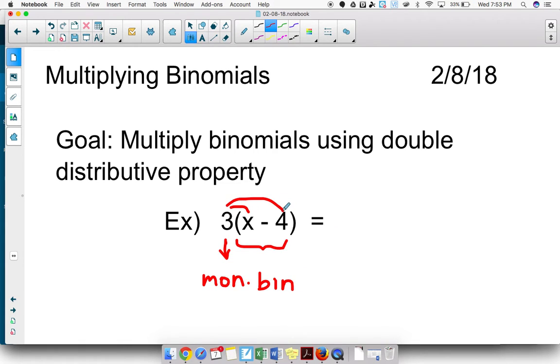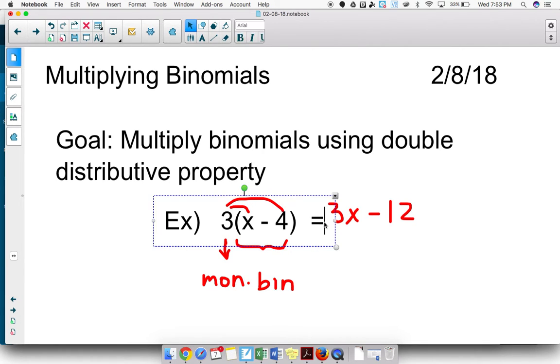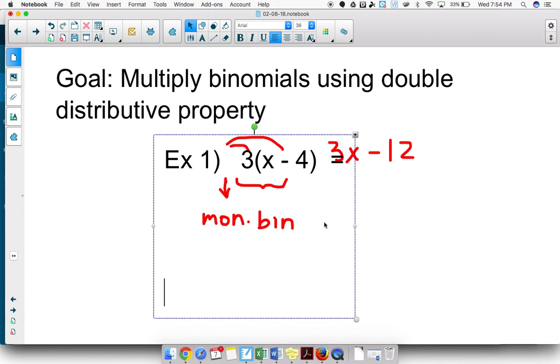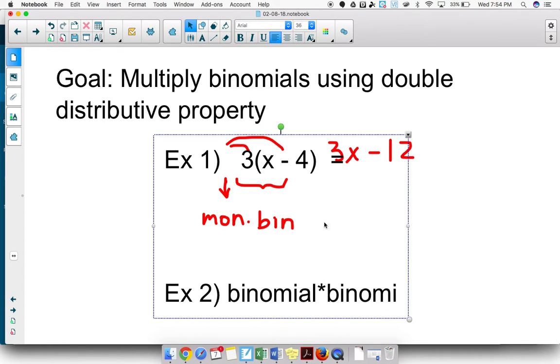So we're going to take 3 times x and get 3x. And then we're going to take 3 times negative 4 and get negative 12. So that should be kind of old news. What we're going to do today is multiply a binomial by a binomial. We'll call the first one example 1. Example 2 is really going to take a binomial times a binomial, and that's what we're going to learn how to do.